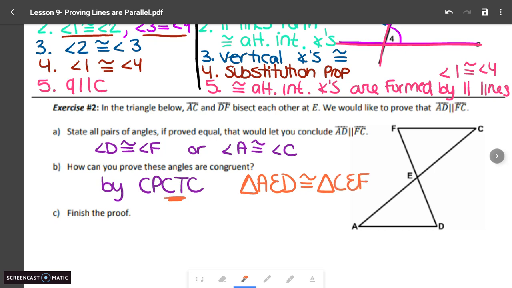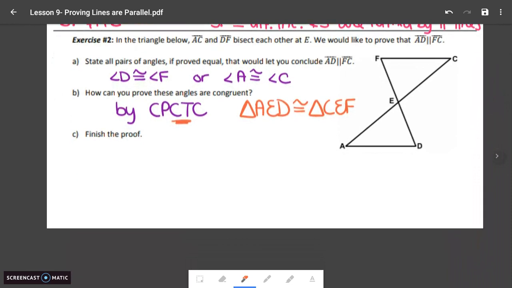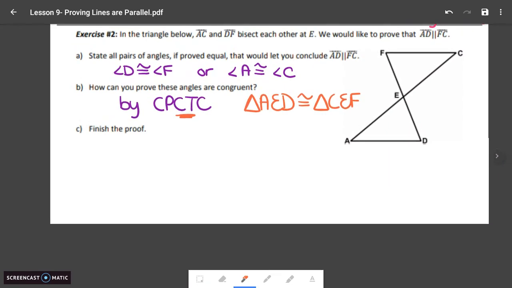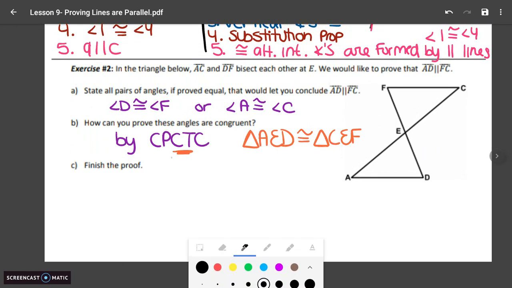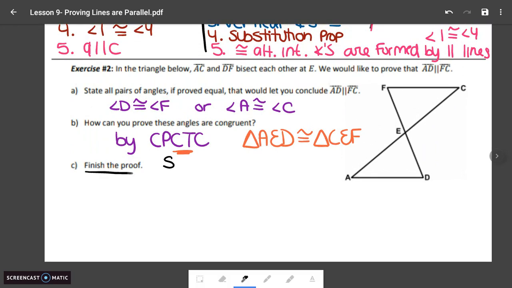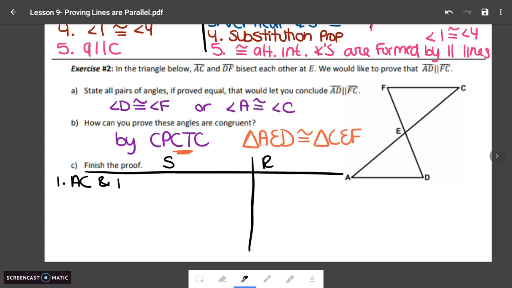So now we have a little strategy of how we're going to set this proof. So we're going to go ahead and start this. We're going to have our statement and our reason. Remember, our given in this case was AC and DF bisect each other. So it was the only known information I had.